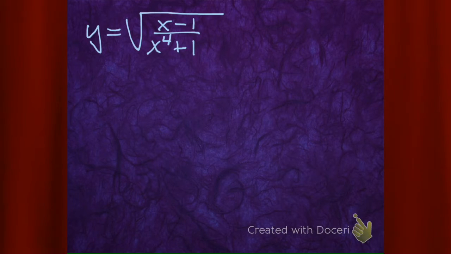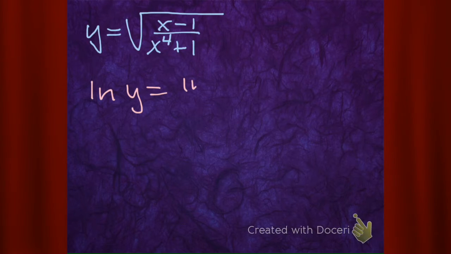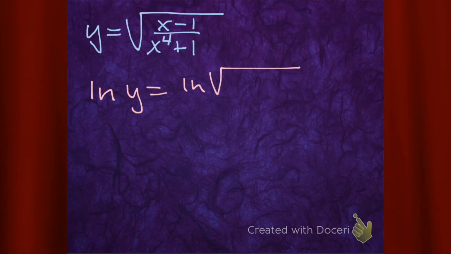So here's our problem. Our problem is y is equal to the square root of (x minus 1) divided by (x to the fourth plus 1). So step 1, we take the natural log of both sides. So the natural log of y is going to be equal to the natural log of the square root of (x minus 1) divided by (x to the fourth plus 1).